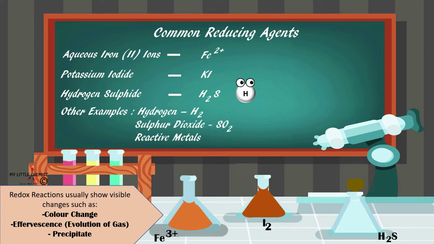Hydrogen sulfide is a gaseous reducing agent which changes from its colorless gas into a yellow precipitate when it reduces a substance. The precipitate formed is solid sulfur, which is produced as the hydrogen sulfide is oxidized in the reduction process.